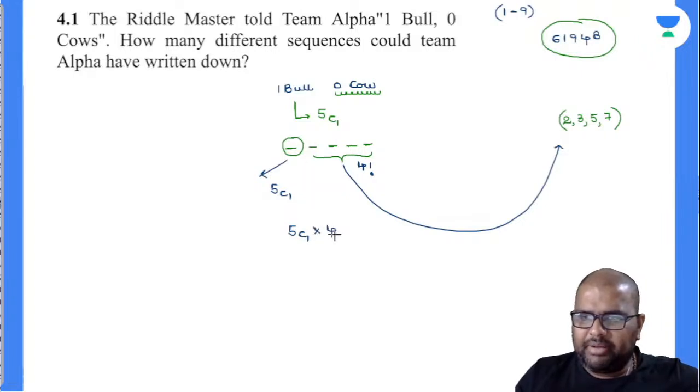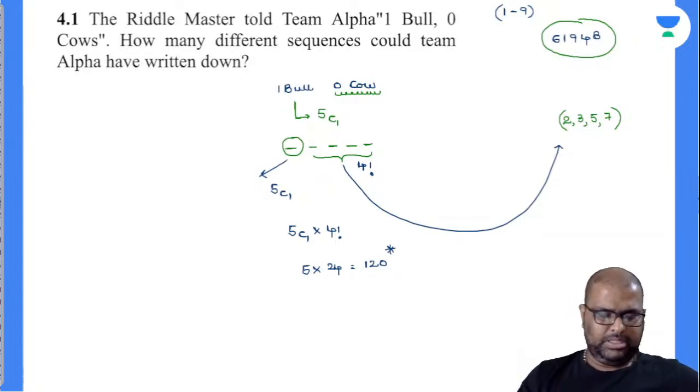I have done it perfectly. So 5C1 is 5. 4 factorial is 24. And my answer is equal to 120. Perfectly done. I hope so. I am clear.